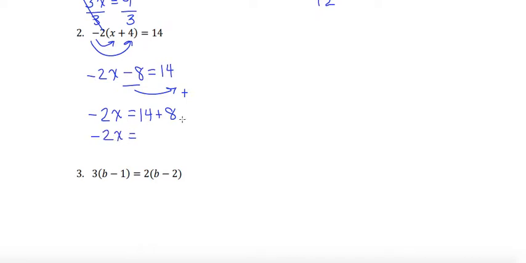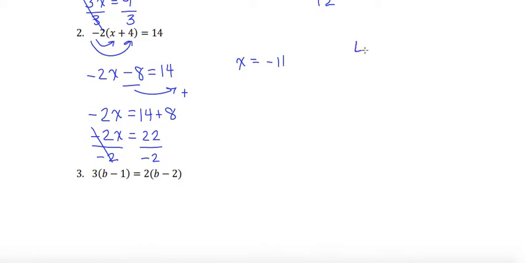14 plus 8 is 22. And now when I'm dividing, because I have negative 2x, which is negative 2 times x, the opposite is dividing. I want to make sure that I divide by the negative 2 because I want just a positive x remaining. So I'm going to always divide by the number and the sign that goes with it. So negative 2 divided by negative 2 is 1, so I'm just left with an x. And 22 divided by negative 2 is negative 11.